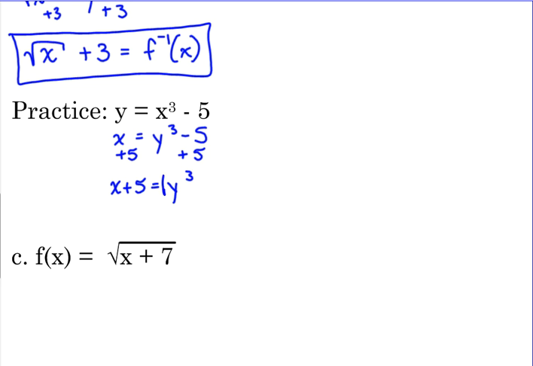And then we've got y cubed. So the opposite of cubing something is to take the cube root. So the inverse here is the cube root of x plus 5. This time, the plus 5 is under the cube root because we added the 5 before we took the cube root. In the previous problem, we took the square root and then added 3. Okay, the order does matter.